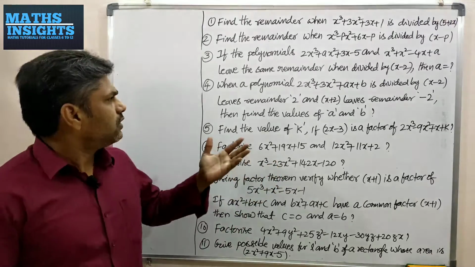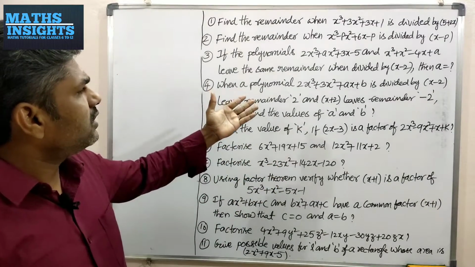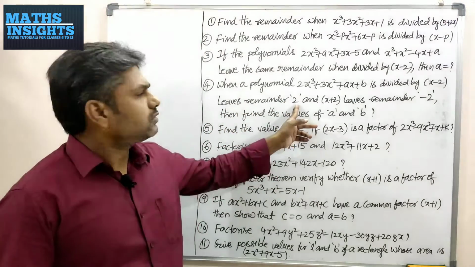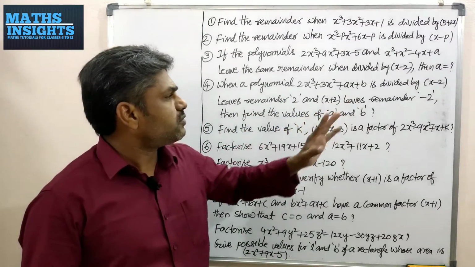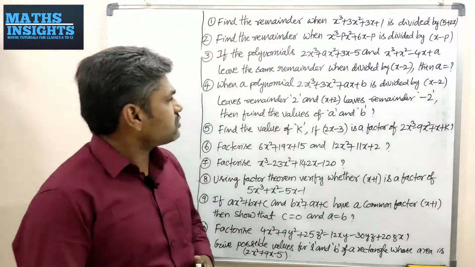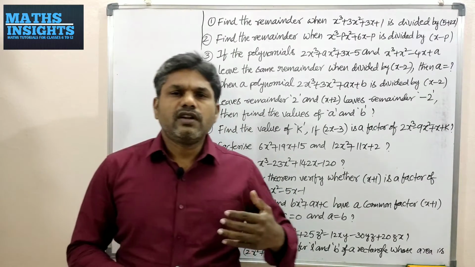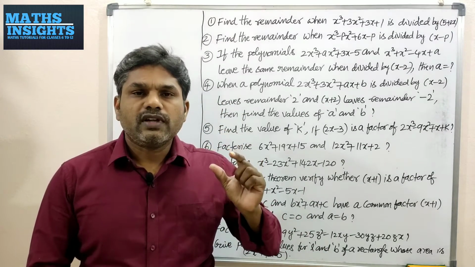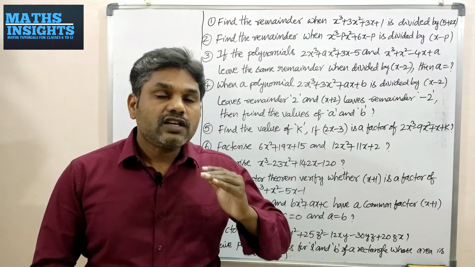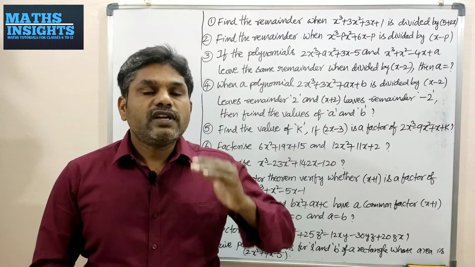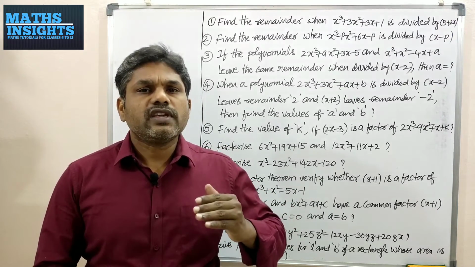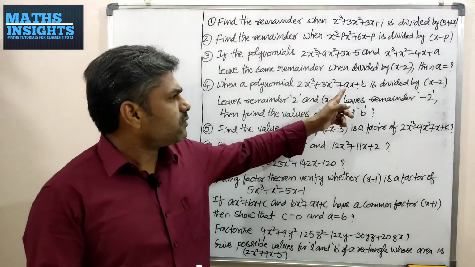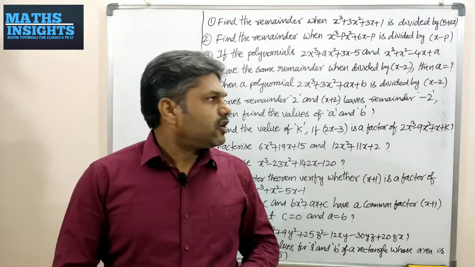Coming to the fourth one. The fourth one says when a polynomial is divided by x minus 2 it leaves remainder 2, and x plus 2 leaves remainder minus 2. Then find the values of a and b. This is somewhat different from the previous problems. They have given a polynomial and they are dividing that polynomial with different divisors and giving different remainders. Then you have to find the values of the unknown quantities a and b.